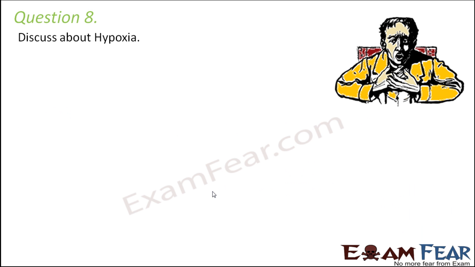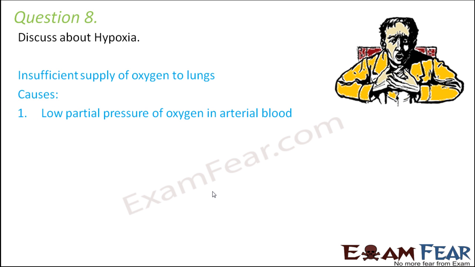Question number 8. Discuss hypoxia. Hypoxia is a condition when there is insufficient supply of oxygen to the lungs. There can be many different types of hypoxia. This deficiency of oxygen can be because of less oxygen in the atmosphere. It can be because of some issues with the oxygen content of the blood. It can be because there is nobody to carry oxygen in the blood. So there can be many different causes.